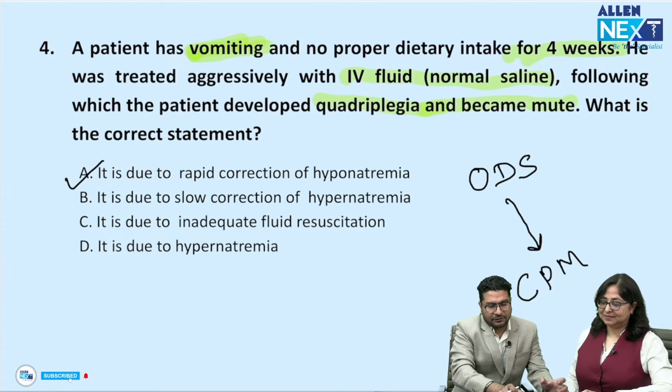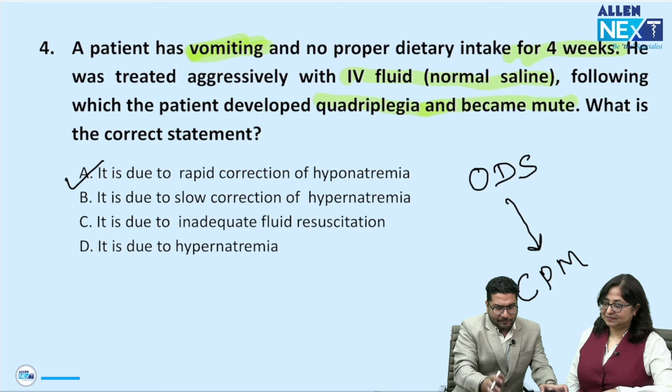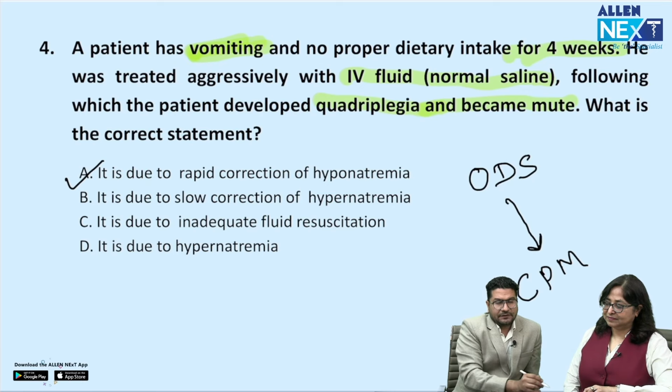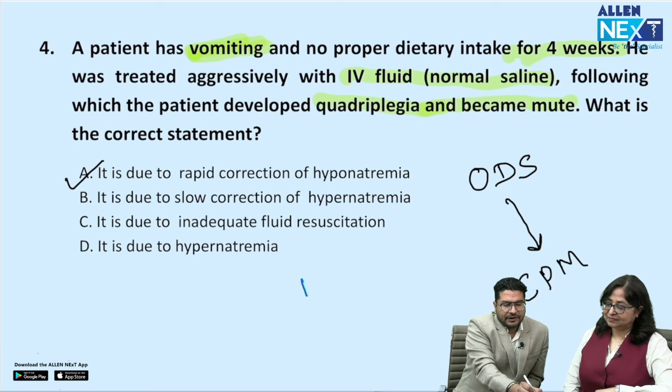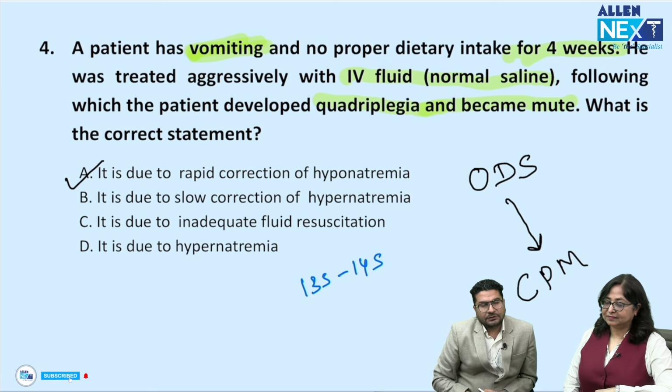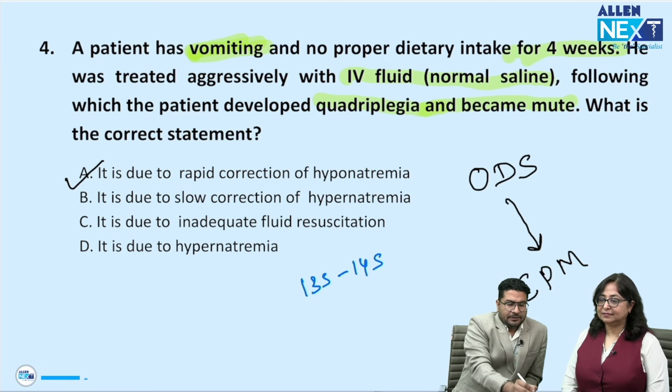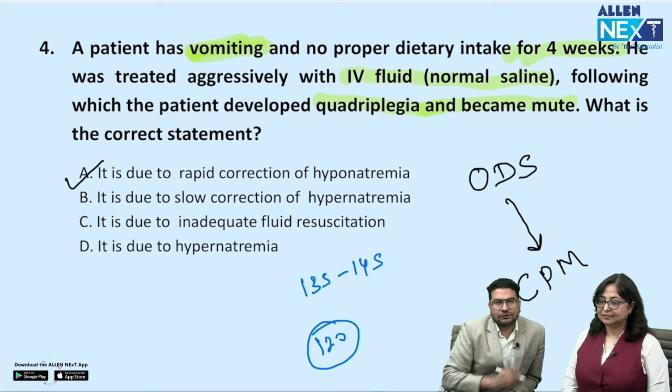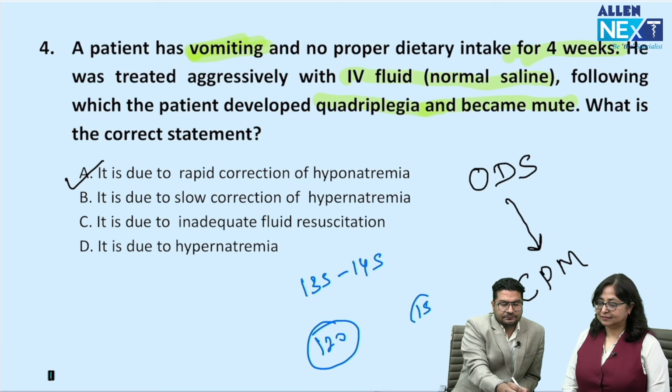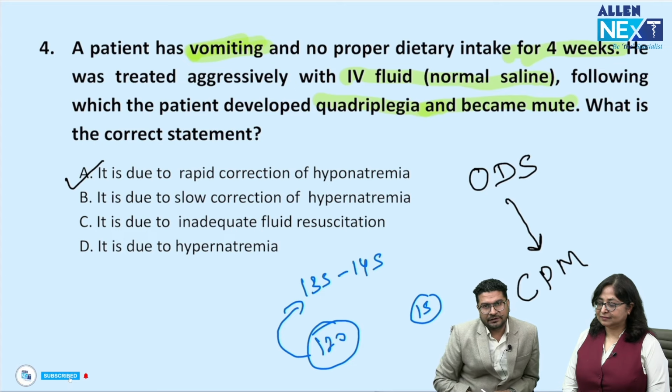Okay, so I want to add a few things about this. Remember, whenever you see a person with a sodium value, normal sodium value is 135 to 145. Let's suppose you have a person whose sodium value is coming 120. How much is the deficit? The minimum you need is 15, right? To get to 135, you need 15.